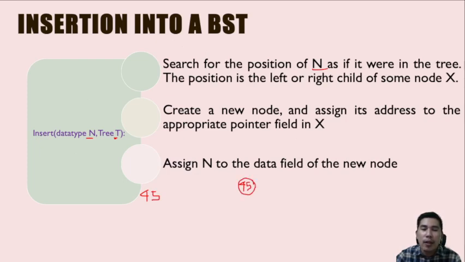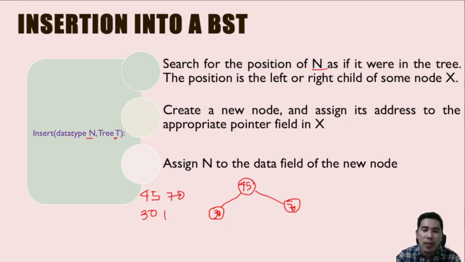So that particular node must be the parent node. Now, let's say you are going to insert 70. To maintain its property, 70 will be compared to 45. Since it's greater than 45, it must be placed right here. Now, if you are going to insert another node, let's say 30, 30 is going to be placed right here because it is less than the parent node. That's the property of a binary search tree.